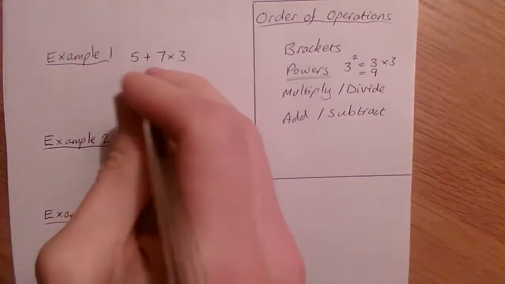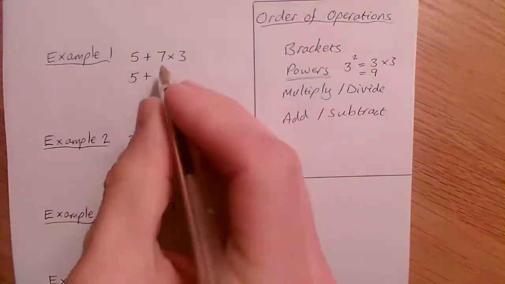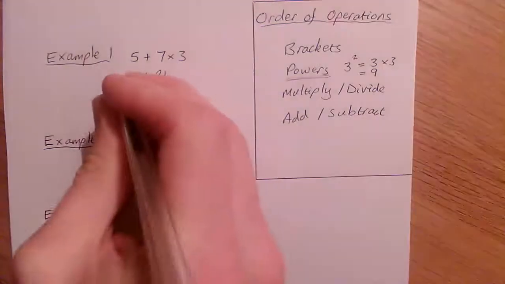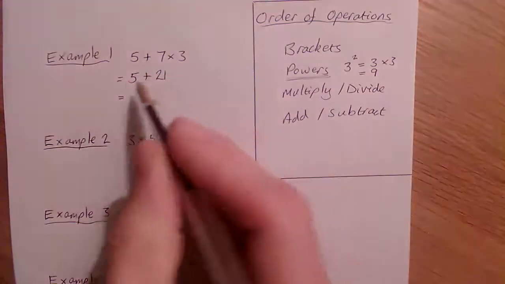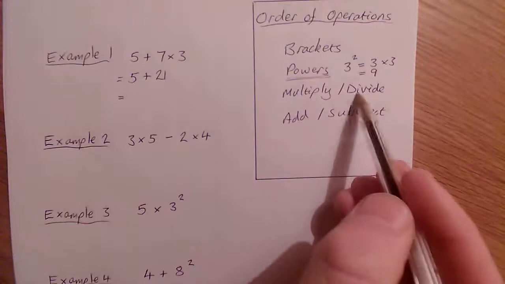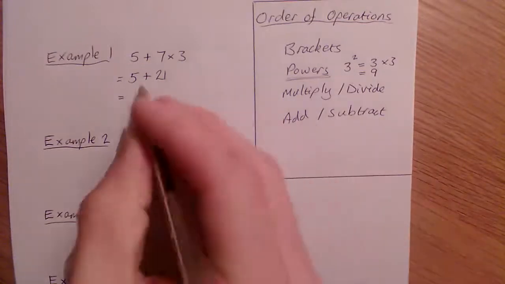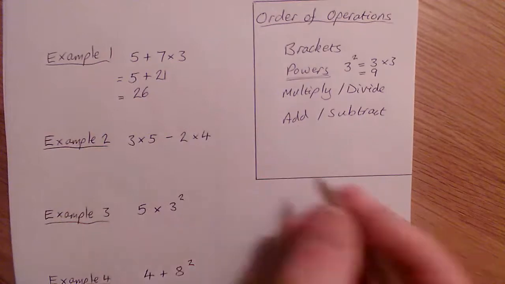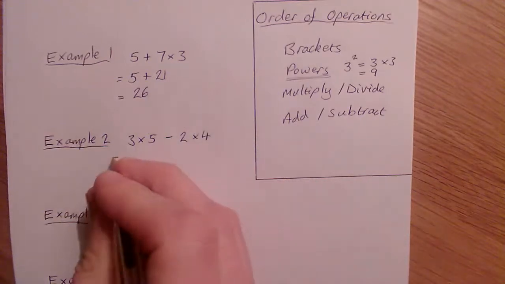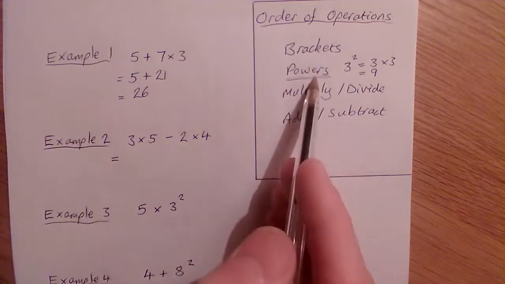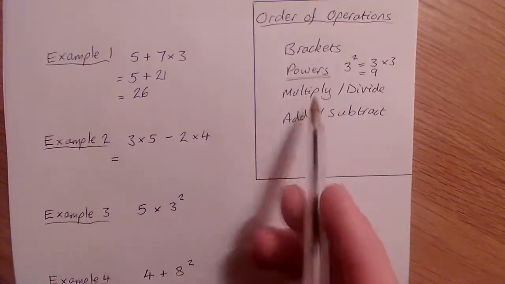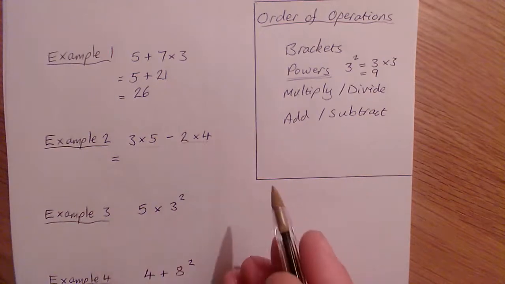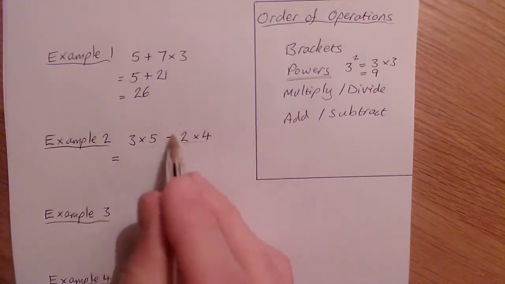So this calculation becomes 5 plus, and 7 times 3 is 21. Next thing I'm going to do, well, I've done all my multiplies and divides, so I'm now doing the adding. 5 add 21 is 26. Next calculation. Now there are no brackets and no powers, but there is a multiply. In fact, there's a multiply there and a multiply there. So we're going to do those two things first, and then we'll do the subtract in the middle.